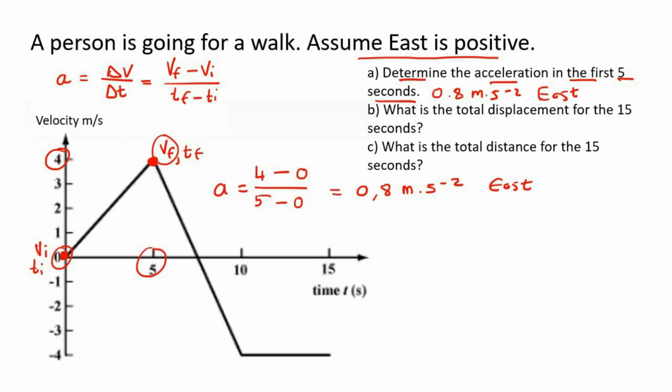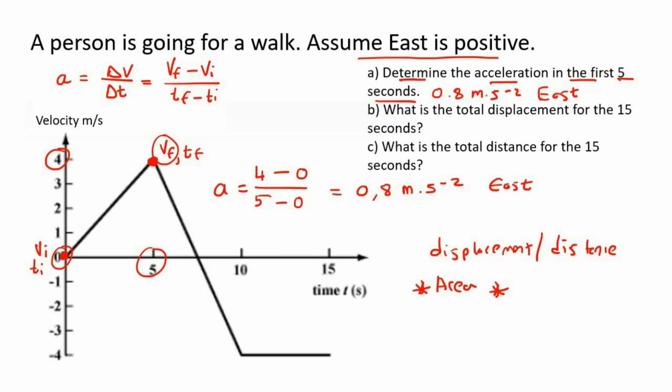Now things are going to start getting interesting. It says here, what is the total displacement for the 15 seconds? Now, I want you to write this down somewhere, or you need to memorize this. But displacement, or whenever they talk about displacement, or when they talk about distance on these types of velocity time graphs, I want you to think of area, okay? I want you to think of area. So the way that it will work is the following.